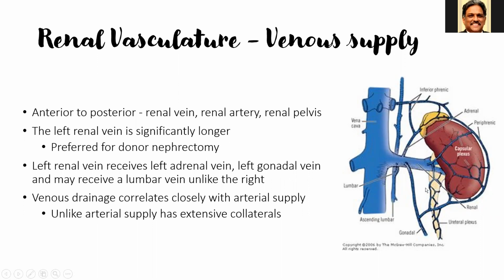The left renal vein also receives multiple branches. One is the gonadal vein, with multiple tributaries, the second is the adrenal vein, and the third is the lumbar vein. The right renal vein does not receive these branches. The lumbar and adrenal veins directly drain into the IVC. The venous drainage, though it closely correlates with the arterial supply, unlike the arterial supply has extensive collaterals.